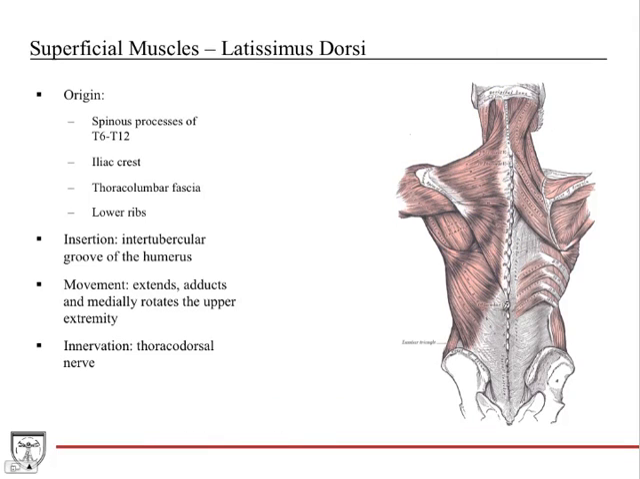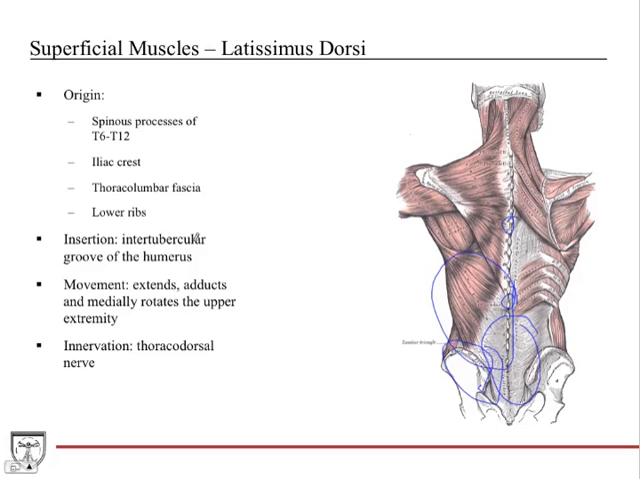Latissimus dorsi. That's this large muscle down here in the lower back. This muscle is often a culprit in low back pain. It's a very broad muscle, and it originates from the spinous processes of T6 to T12. So you have T6 here, T12 down here. It is this broad extension here. It also originates from the iliac crest, the thoracolumbar fascia, which is a thick fascial layer in this region here, and then also the lower ribs.